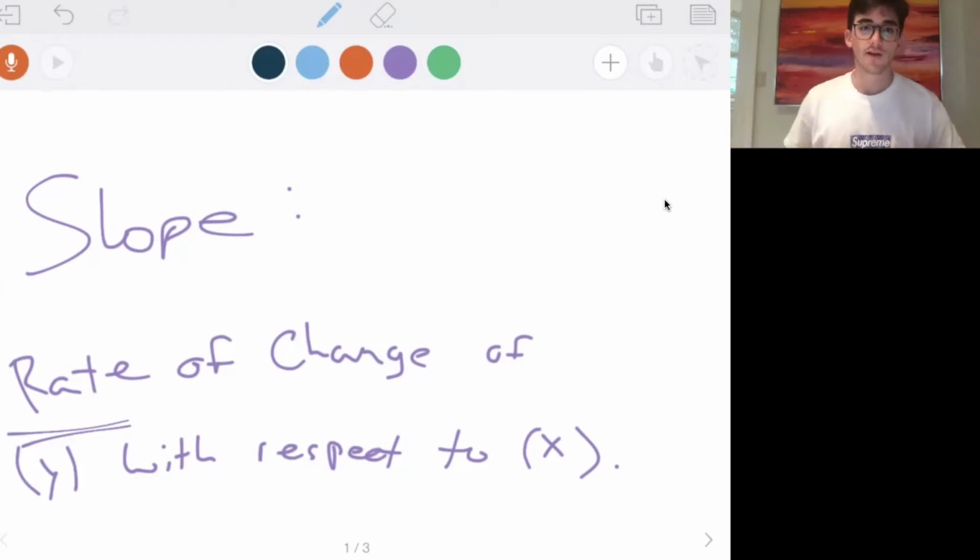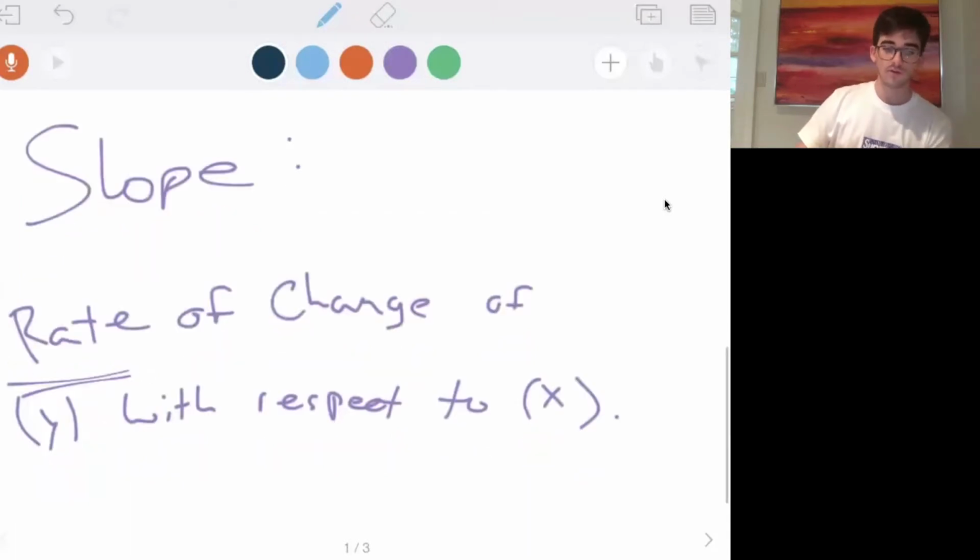Good afternoon. In this video, we will be talking about slope. Slope is defined as the rate of change of y with respect to x. In other words, if I move 1 in the x direction, if you change your x by 1, how much does your y change? That is the rate of change.